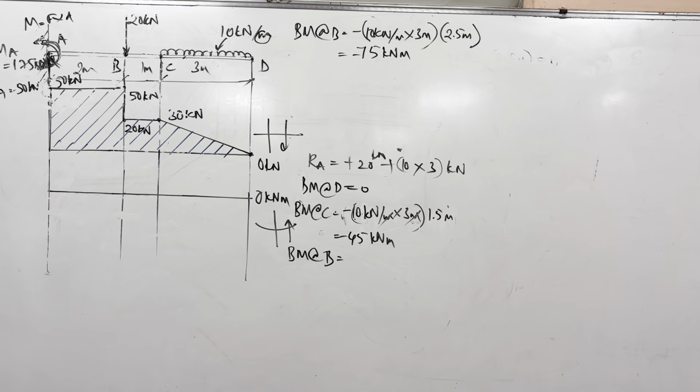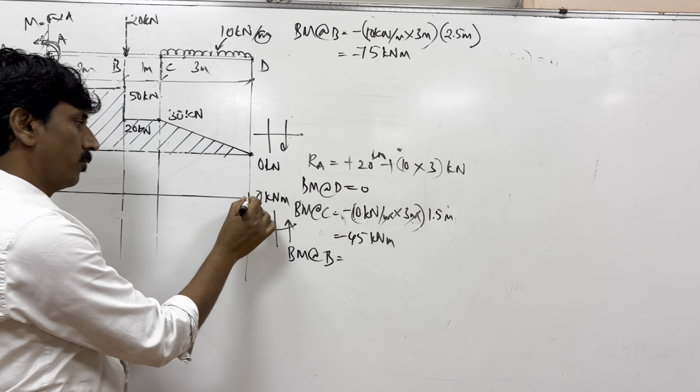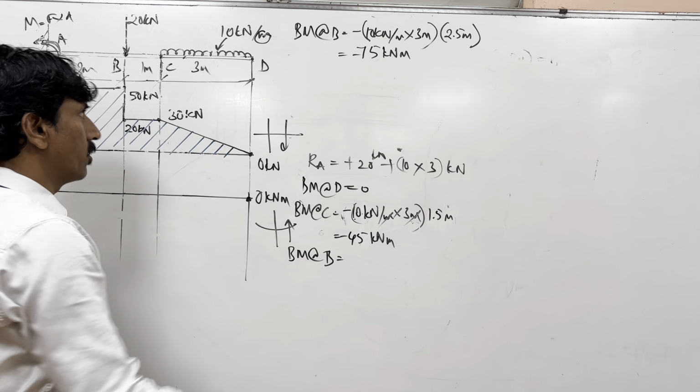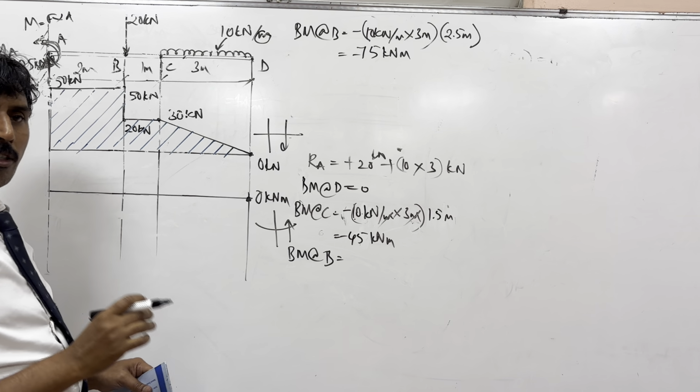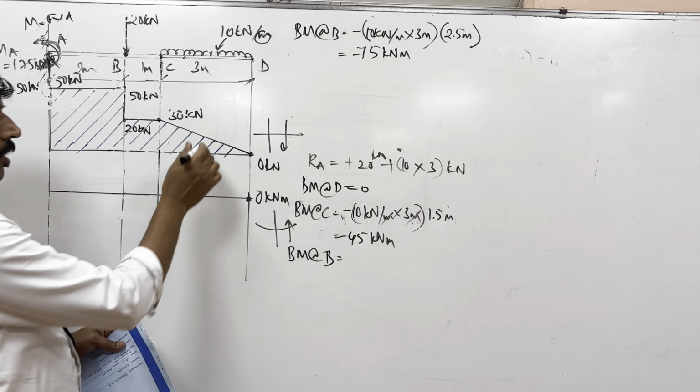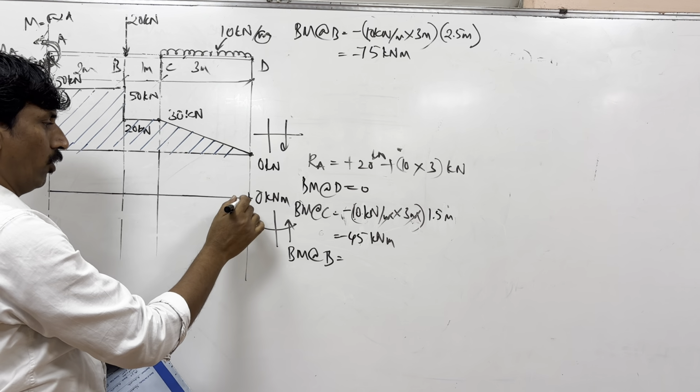So it was 0 here. Bending moment at C became minus 45. So here you can see that it is already inclined. So here it will be parabolic.